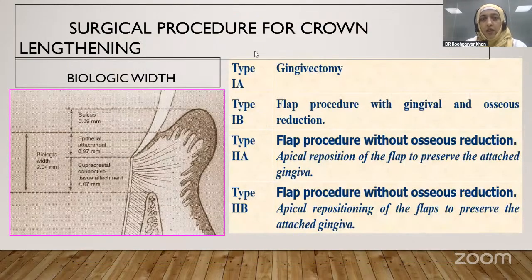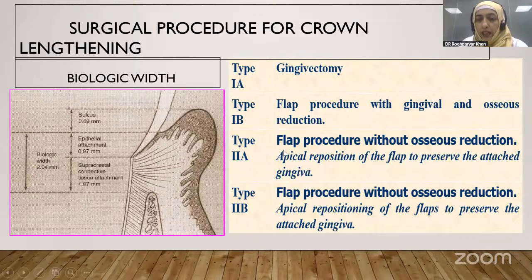Now, what are the surgical procedures indicated according to the type of the gingival margin? Type 1A, only gingivectomy is considered because we have sufficient distance between the gingival margin and the alveolar crest. And here restorative margins should be given 0.5 mm subgingival, because there is sufficient space between the gingival margin and the alveolar crest. So there is no doubt of developing gingivitis or periodontitis after restorative dentistry in type 1A. Whereas in type 1B, a flap procedure is considered, that is an apically displaced flap.